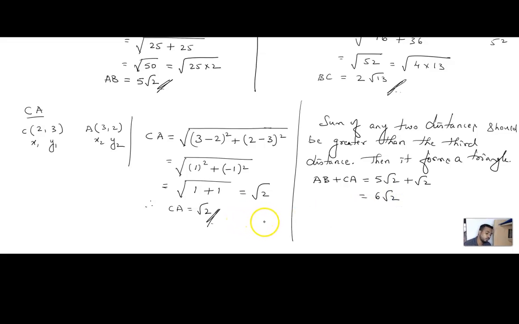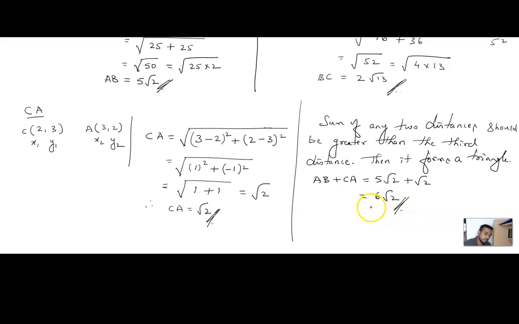6 root 2. AB plus CA, the sum of any two sides. We have added two sides. What is the answer I am getting? 6 root 2. So what should be the condition? This 6 root 2 value should be greater than 2 root 13. Right or wrong? Yes. 6 root 2. So what is the approximation of root 2? It will be around 1.4. The approximate value of root 2 is 1.4.